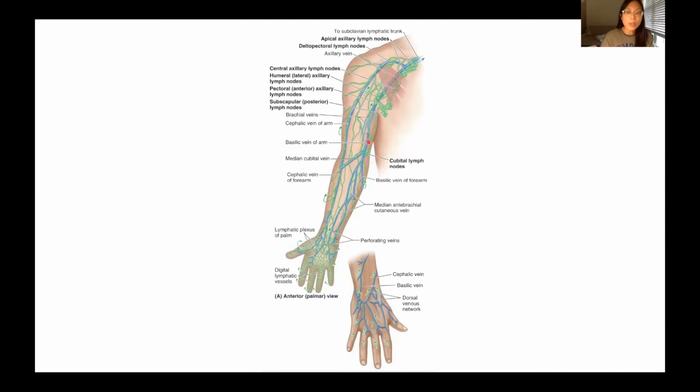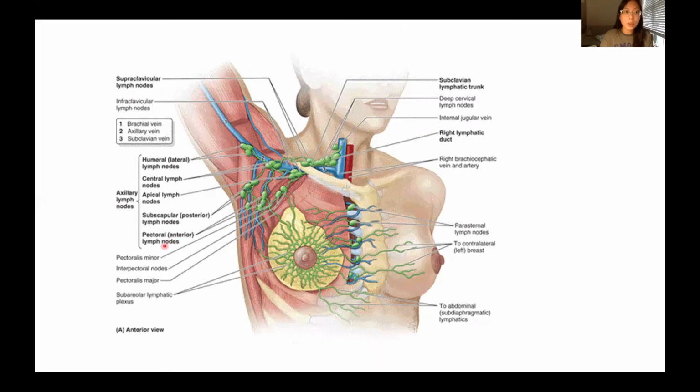So the cubital lymph nodes receive drainage from the lymphatic plexus in the skin of the fingers, palms, and dorsum of the hands. The efferent vessels of the lymph nodes ascend the arm and they terminate at the humeral axillary lymph nodes. There's also the pectoral anterior lymph nodes that are located in the medial wall of the axilla against the thorax. It receives lymph from the anterior lateral thorax, including the breast.